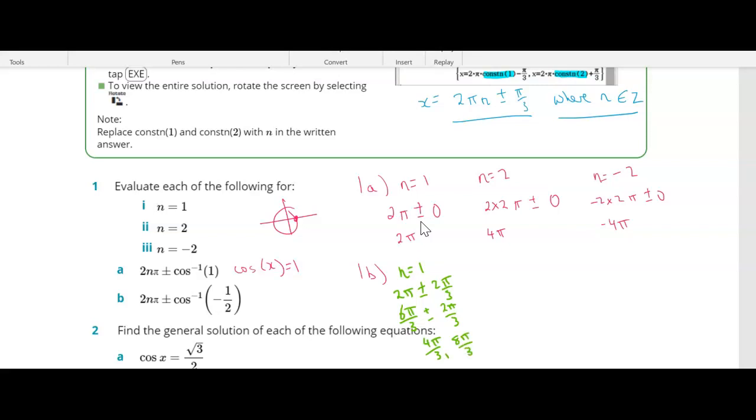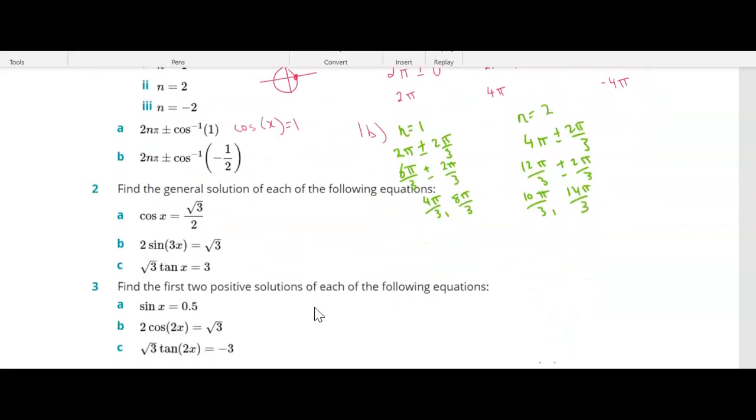All right, and I'm just going to do one more. So this time we've got n equals 2, so we're going to have 4 pi plus or minus 2 pi on 3. So just to have the same denominator, 4 pi can be rewritten as 12 pi on 3. So we'll subtract first, so 10 pi on 3. And the other one's going to be 14 pi on 3.